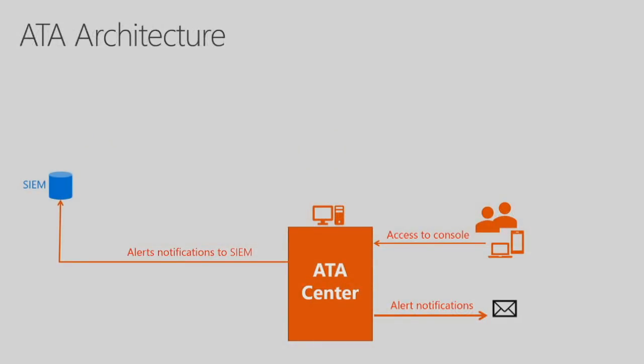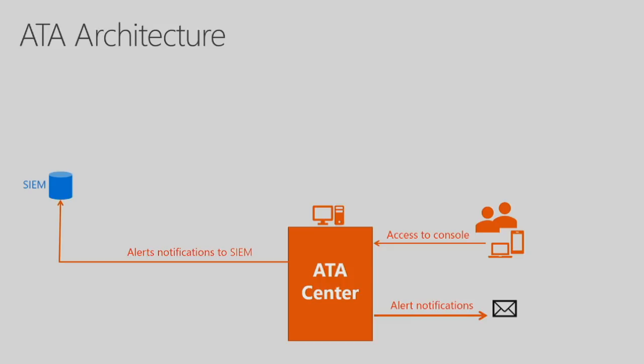So how does ATA work? There are two main components in ATA. The first one is the ATA center. That's really the brains of the operation. That's where all the detections happen. That's where we get the parsed network traffic. We do the detections. We do the profiling of entities. We need to truly understand what Astrid as a user has been doing in the environment to do the right detections.